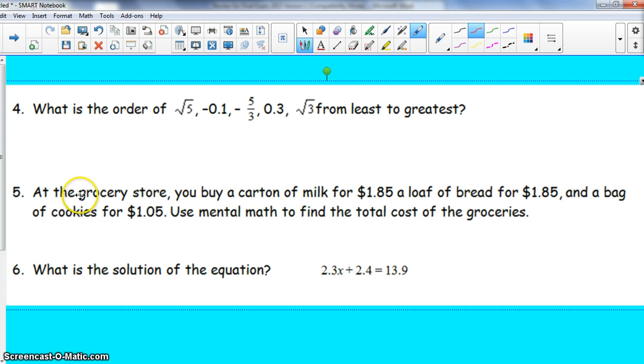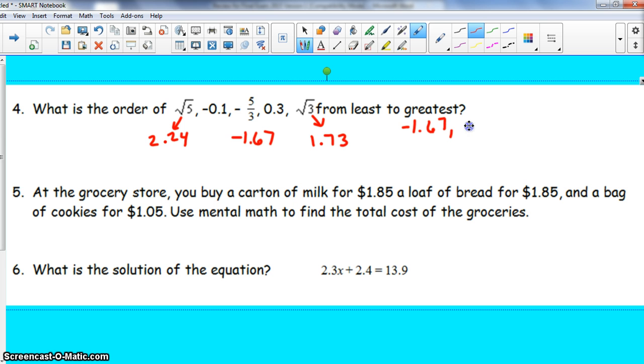Number 4, what is the order from least to greatest? Change all of these to decimals. This as a decimal is 2.24. This one is already a decimal. Negative 5 over 3 as a decimal is about negative 1.67. And the square root of 3 as a decimal is about 1.73. And so when I put all of my decimals in order, my smallest one is negative 1.67.